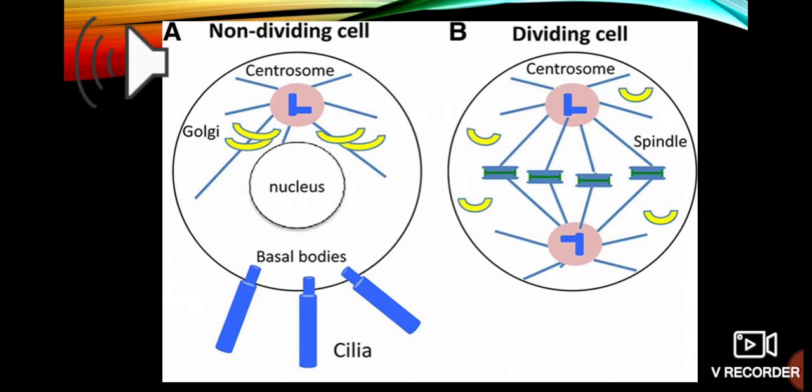So look at the first picture, the non-dividing cell. At the center there is the nucleus, and close to the nucleus, at the top, there is a complex. This complex or region has been named the centrosome. So what is centrosome? Centrosome is a region close to the nucleus. What does it consist of?